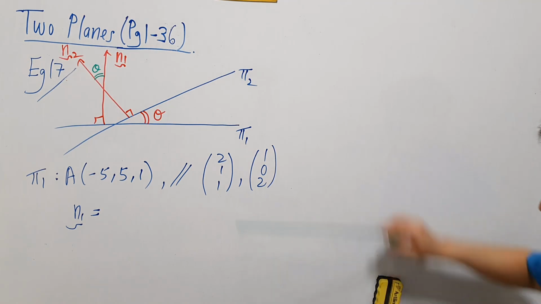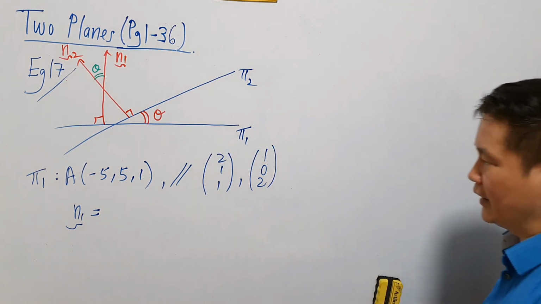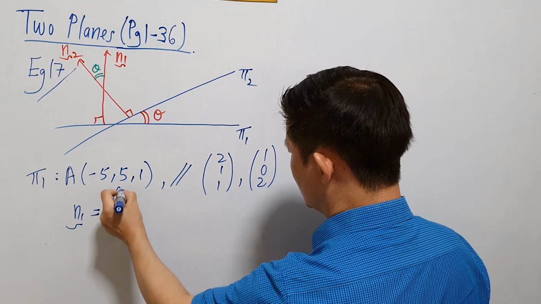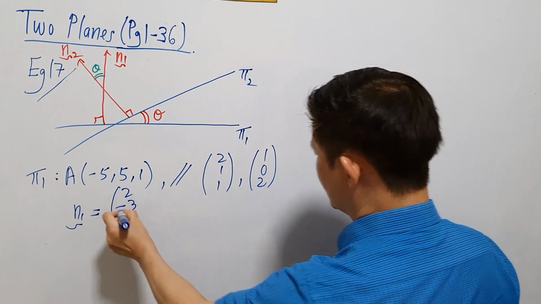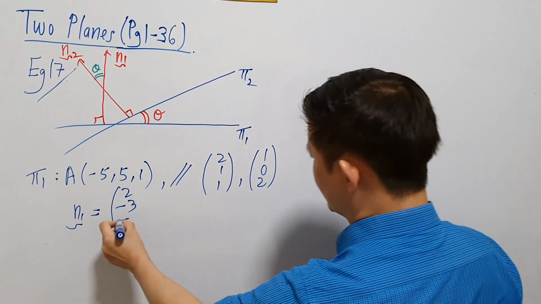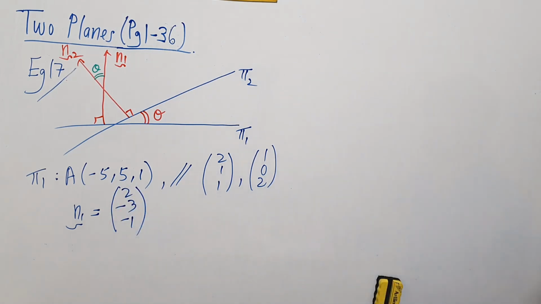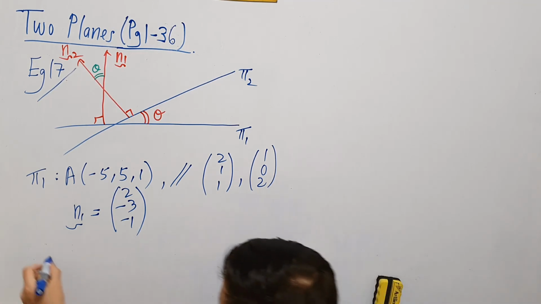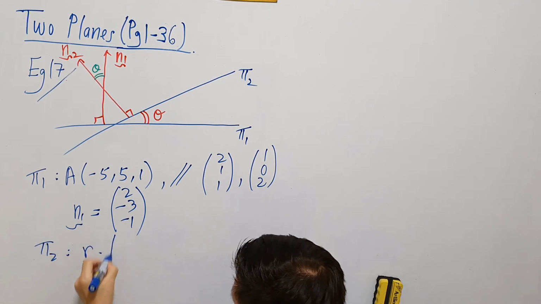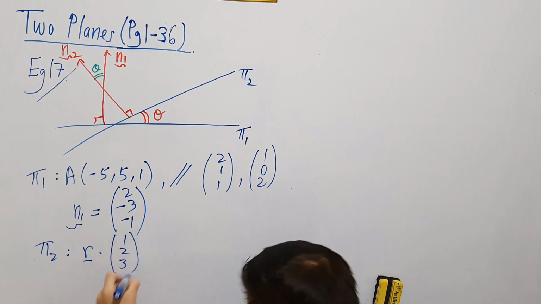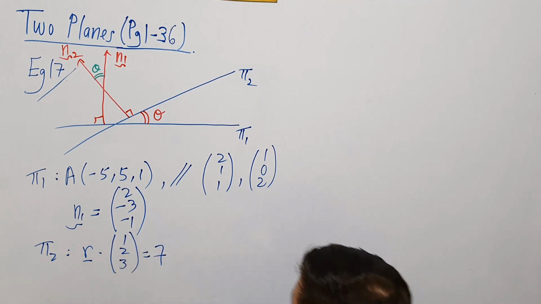So how do I cross product? Cover the first row, I get 2. Cover the second row, I get minus 3. Cover the third row, I get minus 1. So this vector n1 is the vector that is perpendicular to the plane pi 1. And then we are given a second plane, pi 2. The second plane pi 2 is r dot (1, 2, 3) equals 7.